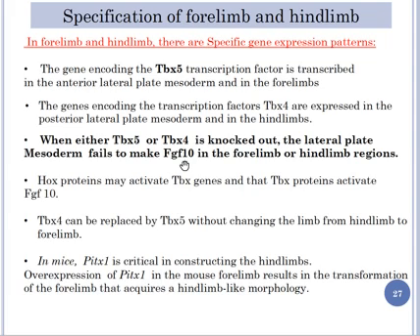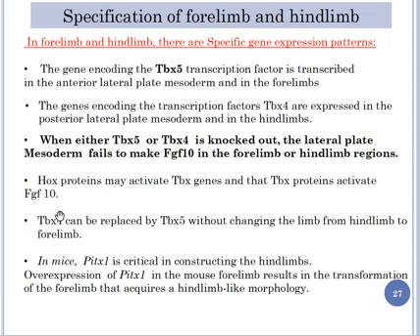And more studies have shown that we have HOX, the homeotic genes. HOX proteins can activate TBX genes, and these TBX genes will activate FGF10. So we have cascades of gene activation in hind limbs and forelimbs, so that HOX can activate TBX and TBX can activate FGF10.